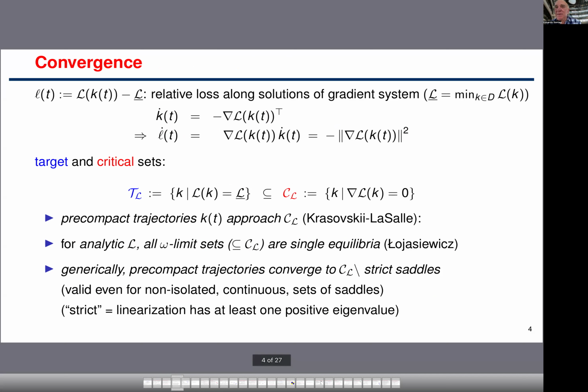So let script L of t be the relative loss along the solutions of the gradient system. So the difference between L of k and its minimum value L bar. That's obviously a non-negative number.